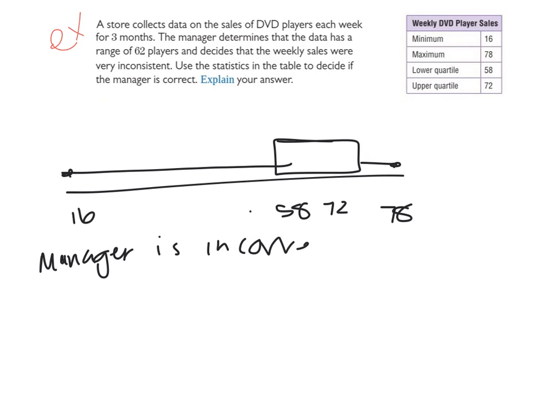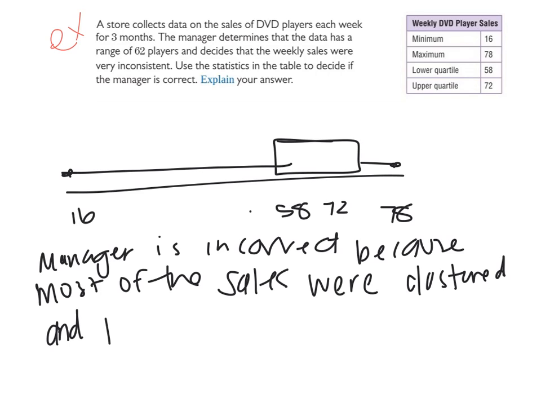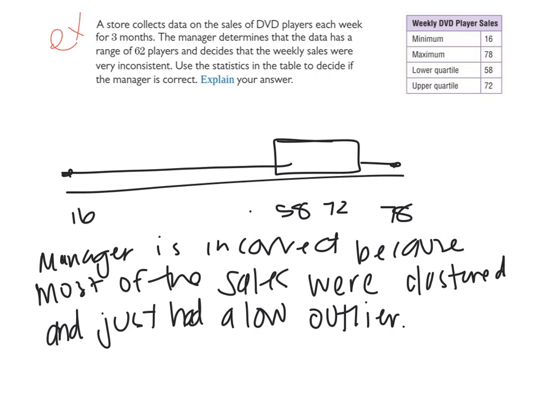because most of the sales were, because that's that inner quartile, right? Most of the sales were clustered together. Remember that word clustered means close together. And we just had a couple of outliers, and just had a low outlier. Now remember, when you explain your reasoning, it doesn't have to be exactly what I said. It just needs to be in your own words. Explain it so that it makes sense. Okay?